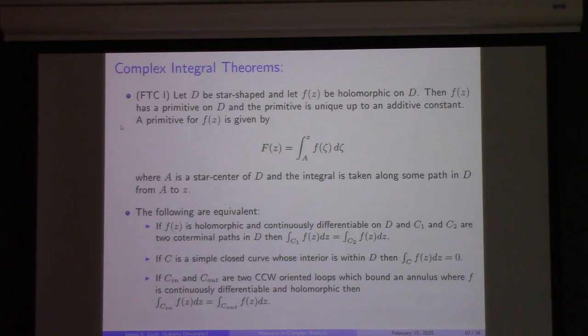There's also an FTC1. If you have a star-shaped region and you have a holomorphic function on that star-shaped region, you can build an antiderivative by integration. All right. And there's also these usual topological results. You have the equivalence of path independence and integrals around loops being 0, and finally, if you have two different loops that are the boundaries of some sort of annulus where the function is holomorphic between them, then you can deform the integral from the inside to the outside and not change the integral. This is the deformation theorem.